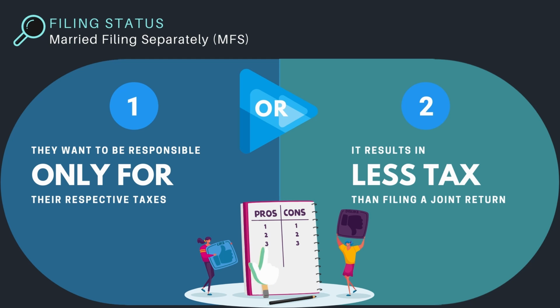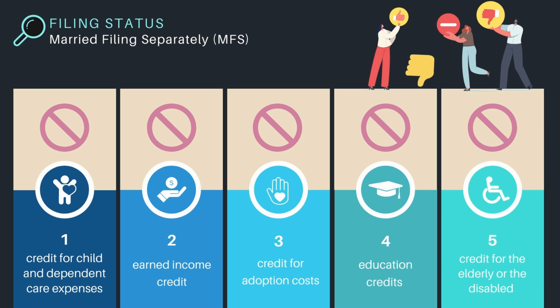Married couples can choose married filing separately as a status if they want to be responsible only for their respective taxes, or if it results in less tax than filing a joint return. When choosing this filing status, the following special rules apply. 1. Cannot take the credit for child and dependent care expenses in most cases. 2. No earned income credit. 3. No exclusion or credit for adoption expenses in most cases.